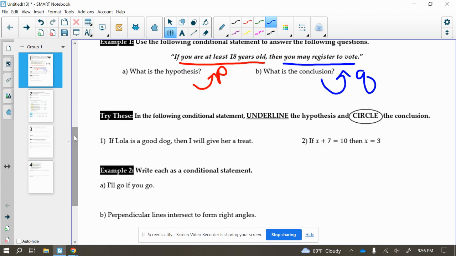So try these next two questions on your own. Underline the hypothesis, circle the conclusion like we did up above.